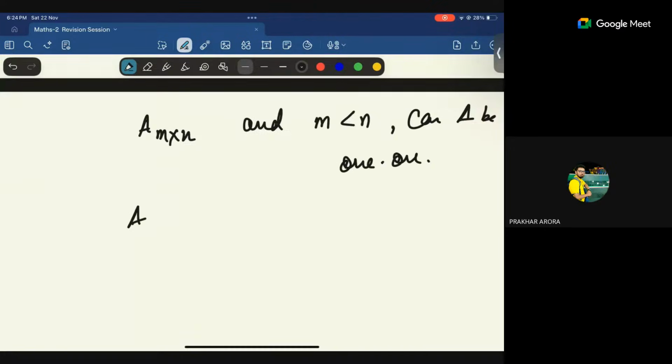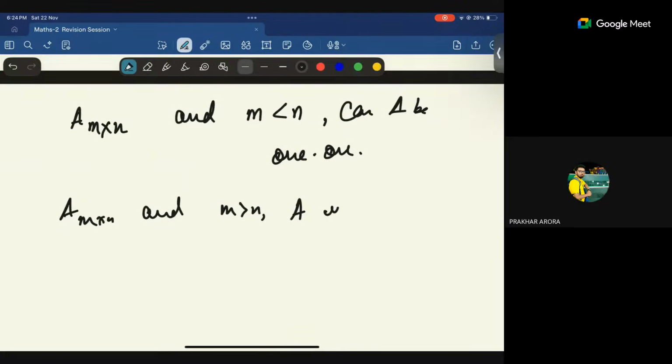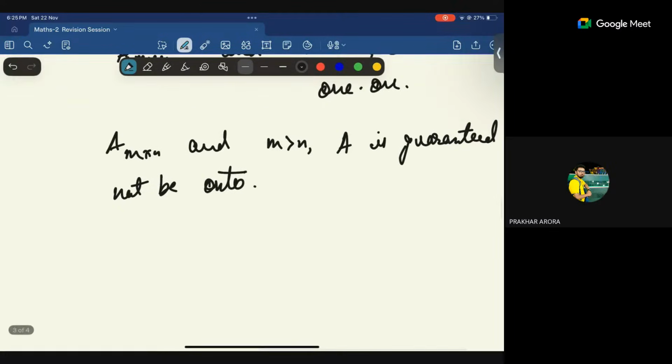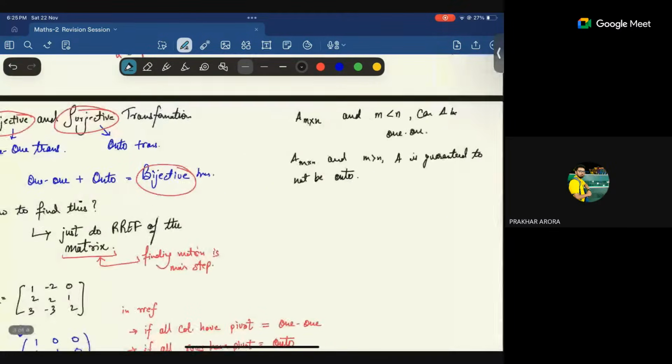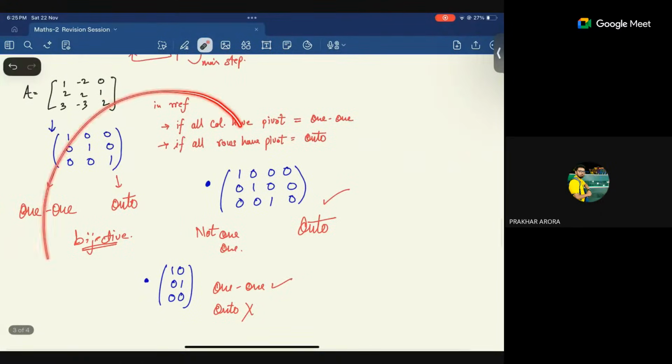They can say A is m cross n and m is greater than n. Then the question will be, is A guaranteed to be onto? Sorry, guaranteed to not be onto. So such questions will come. Now how will these things match? How can you solve this type of questions from this logic that I just said?